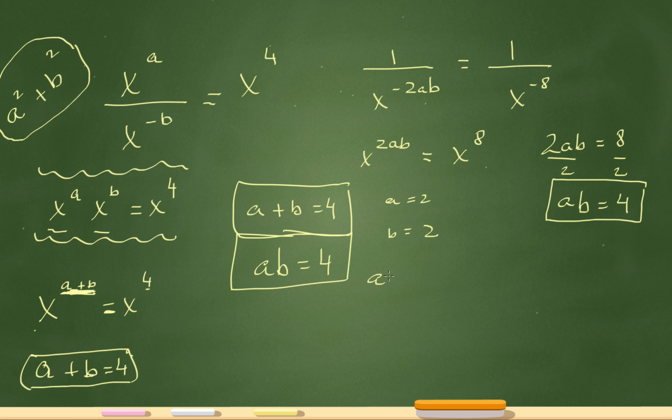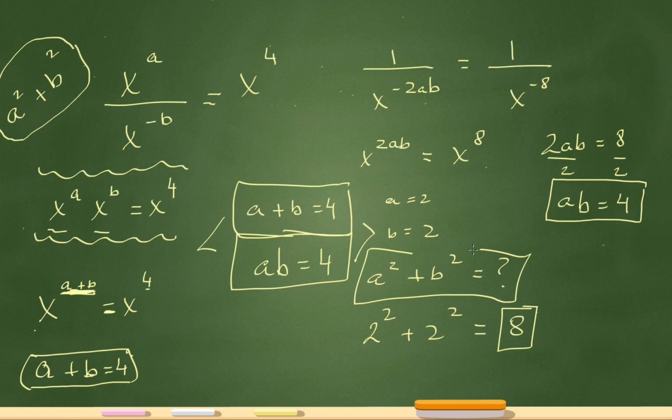Now the final question is asking, what's a squared plus b squared equal? So that's just going to be 2 squared plus 2 squared, and 2 squared is 4, 2 squared is 4, so that'll equal 8. So I can kind of hack the problem at this point, come up with numbers for a and b that work for both scenarios, and figure out my final question.